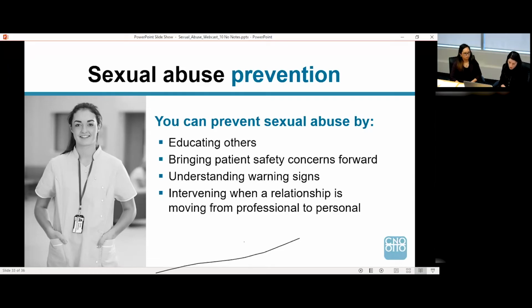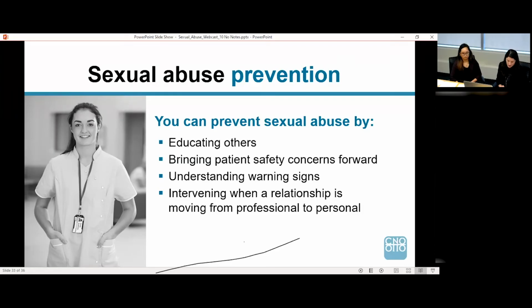Also, you can have a role in sharing reporting requirements for nurses and employers, and it is a legal accountability for both nurses and facilities to report suspicion of sexual abuse. Also, bring patient safety concerns forward early so they can be dealt with before they escalate. As indicated in that one slide that Carlin presented, boundary violations, while they may not lead to sexual abuse, can lead to sexual abuse, and both boundary violations and sexual abuse can harm patients.